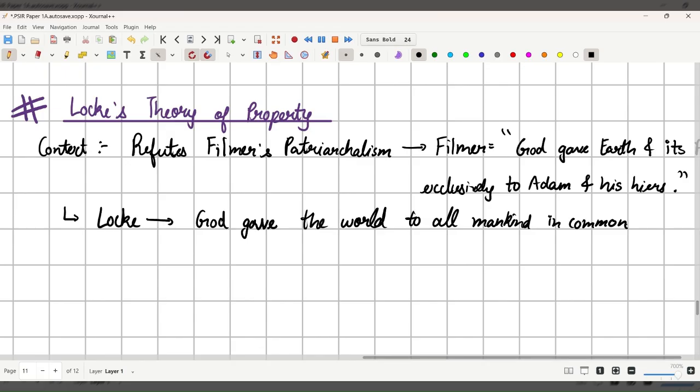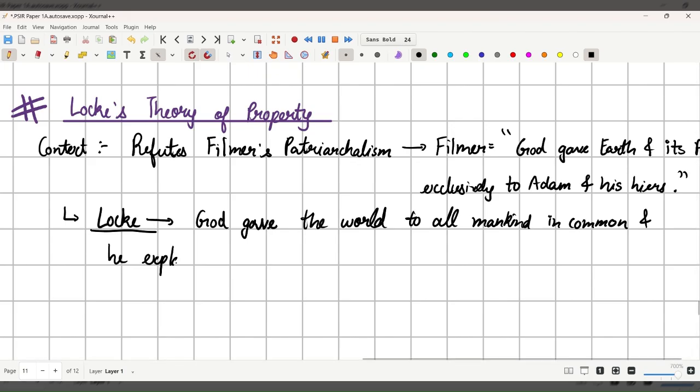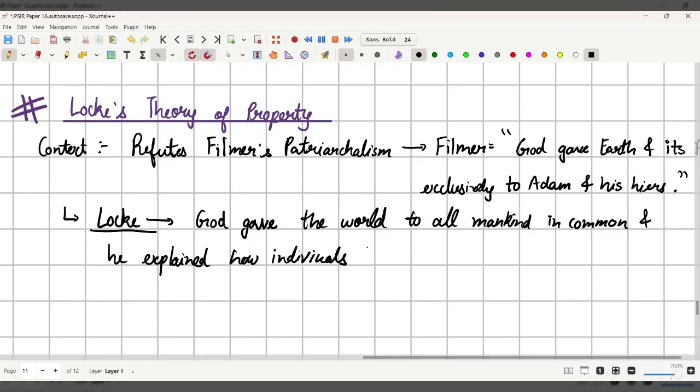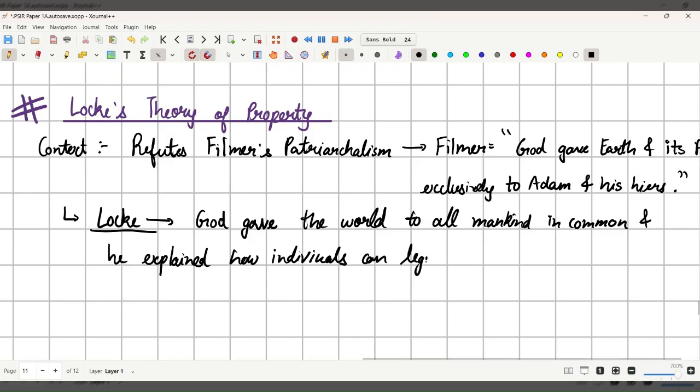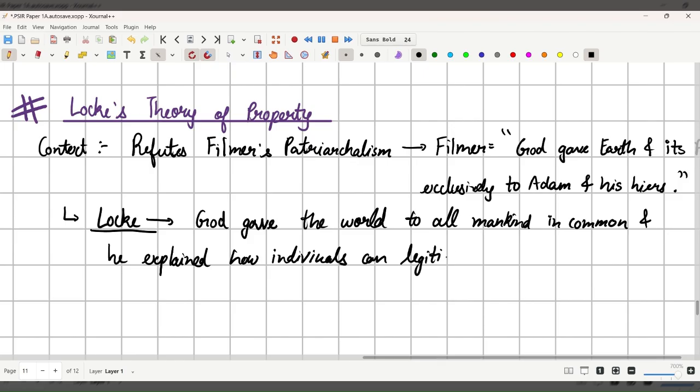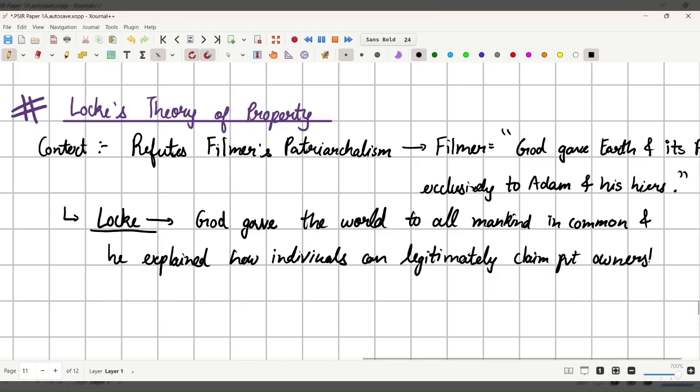He used his theory to explain how individuals can legitimately claim private ownership through his theory of property.